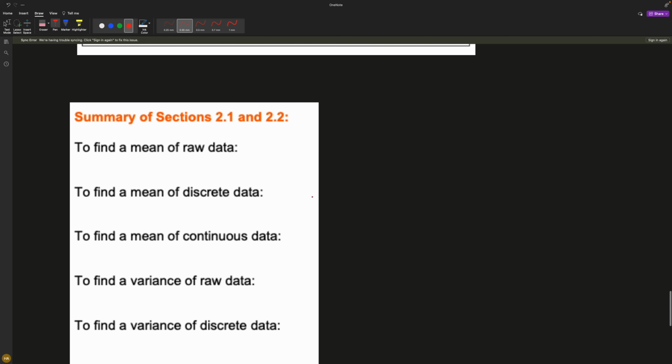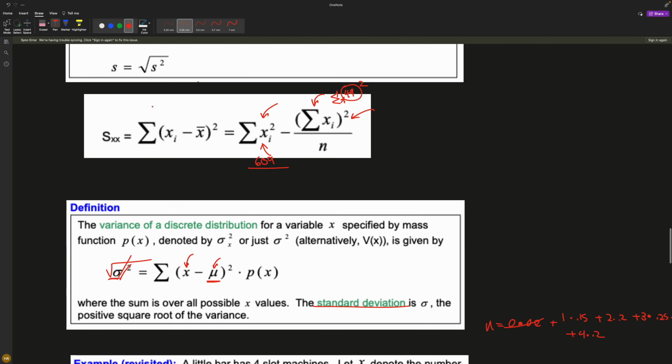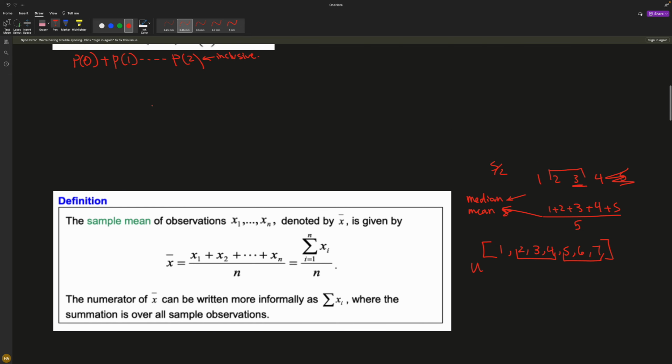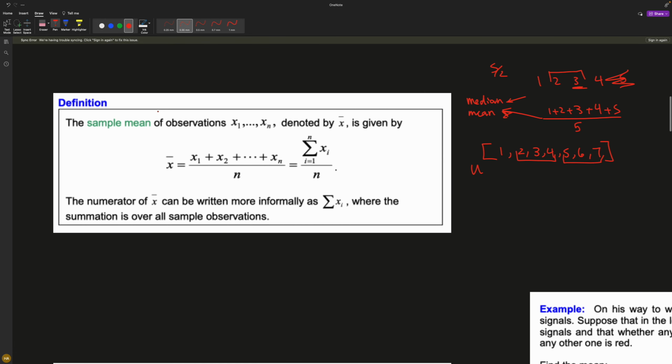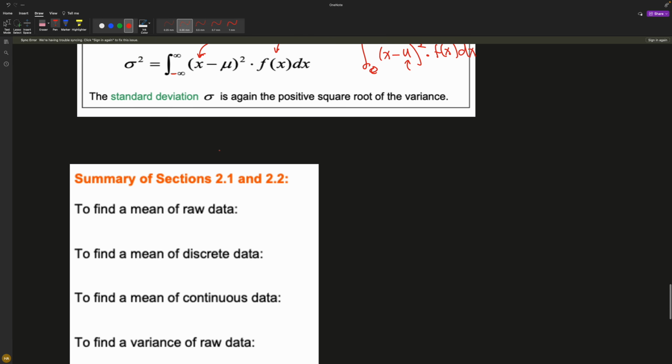All right, folks. Now we are going to go to the summary, and we are going to summarize all the fancy things. To find the mean of raw data, if I go all the way up here, there is my raw data, the sample mean. You just sum x and divide it by n. So that's this part: you sum x and you divide it by n.